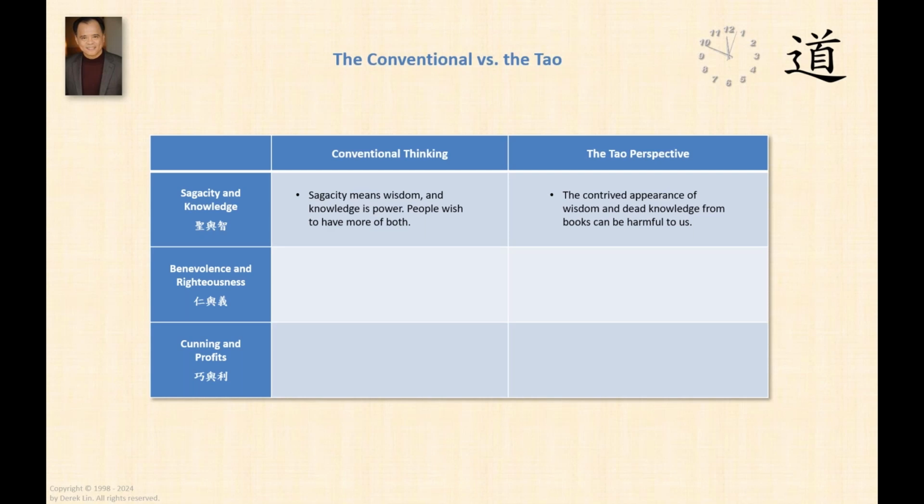Another aspect of it is that when it comes to Tao-centric knowledge, the knowledge of the Tao is practical. It is what we actually apply to life. When we're able to use a bit of knowledge in everyday living, it transforms from knowledge to experience to wisdom. So for these reasons, the conventional versus the Tao, you can see the Tao sages think about sagacity and knowledge in a different way.